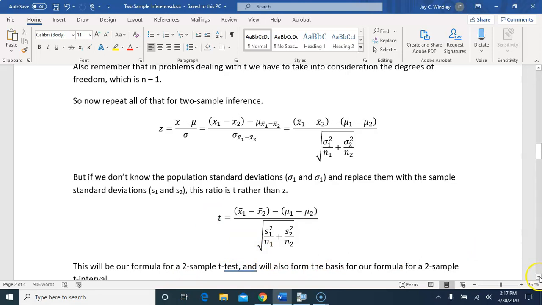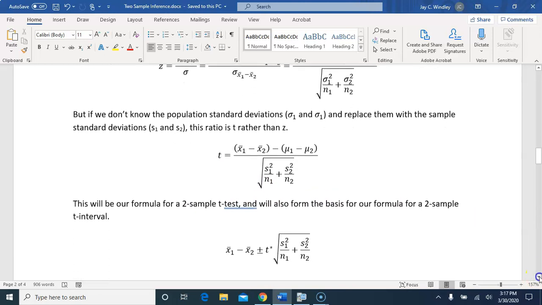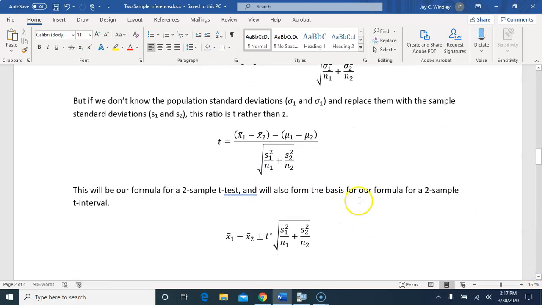So that will be our formula for a two-sample t-test, and it'll also form the basis for a formula for a two-sample t-interval, which will look like this. That same radical that's in the denominator here appears in that part of the formula there.